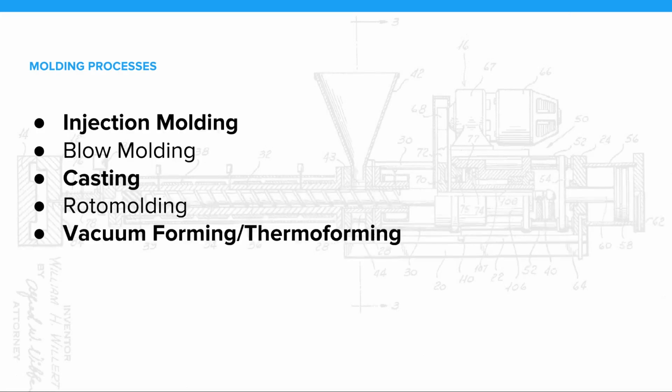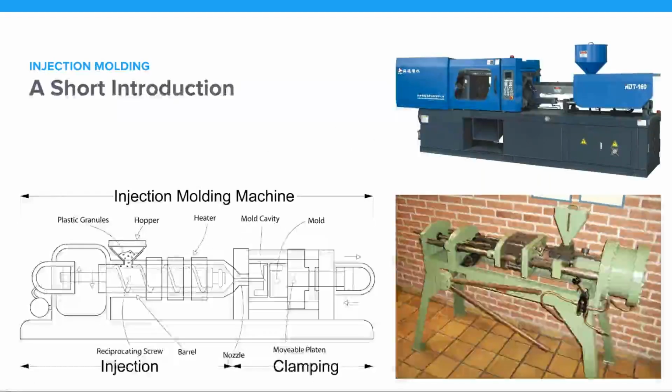What we're going to be focusing on are these three processes here, because we have seen 3D printing used for them. We're going to go over them in a little more detail and then talk about how you can make your own 3D printed molds. So let's start with injection molding. This was first patented by a guy named John Wesley Hyatt in 1872.